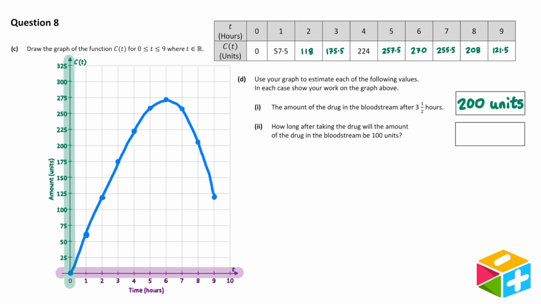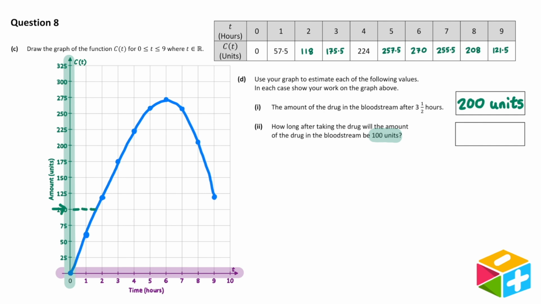In part II, we are provided with the amount of the drug in the bloodstream. It's 100 units. Our vertical axis represents the amount in units, and 100 units would be right here. Let's draw a horizontal line across to see where this intersects our graph.